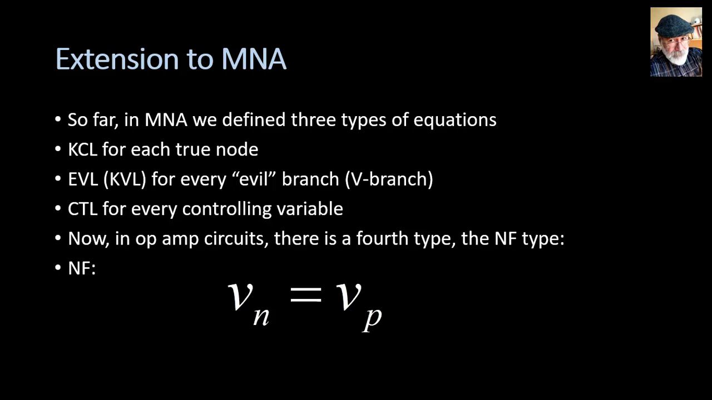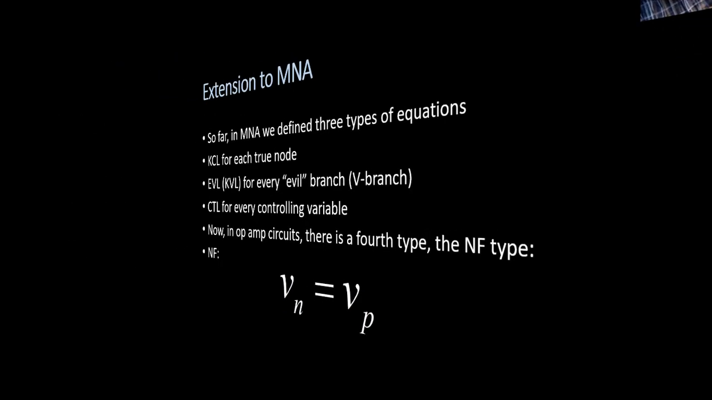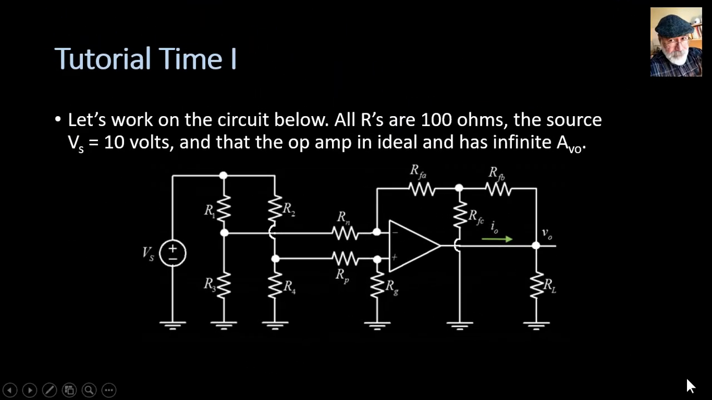At the very beginning of an op-amp question, where I'm using ideal op-amps to solve the circuit, I ask myself, does this op-amp have negative feedback? And if it does, I write right away the NF equation, Vn is equal to Vp. Let's work on some numerical exercises.